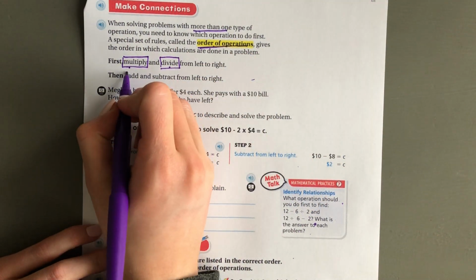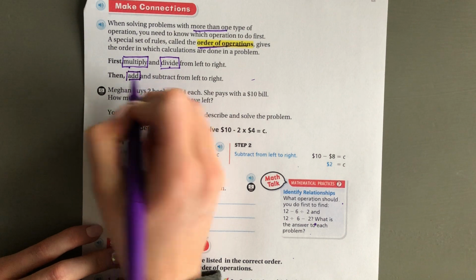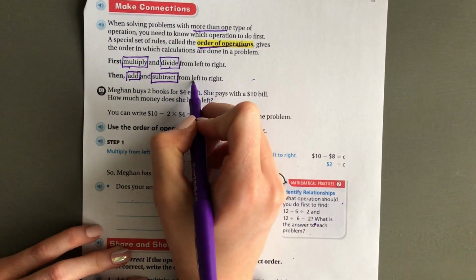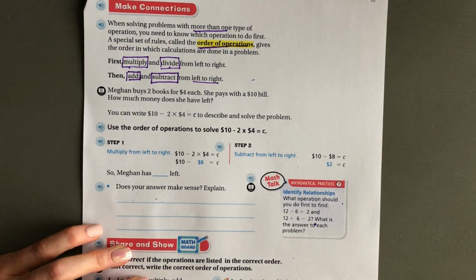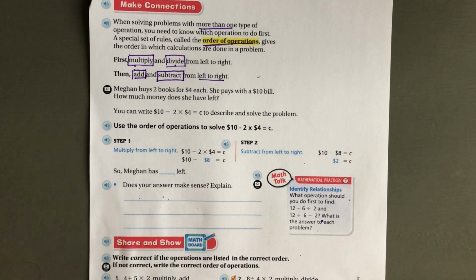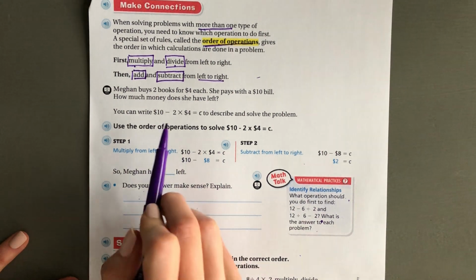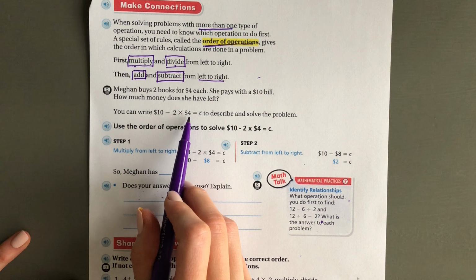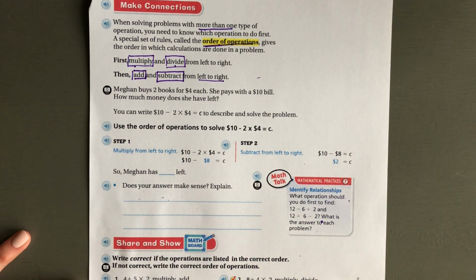Then, after you get all the multiplication and division done, you add and subtract, also from left to right. So let's look at an example here. Megan buys 2 books for $4 each. She pays with a $10 bill. How much money does she have left? So we could write this problem out using this equation. $10 minus 2 times $4 is going to give us some answer.